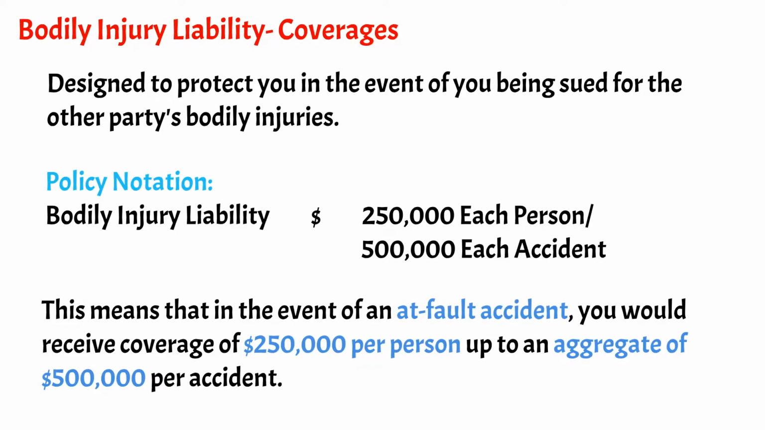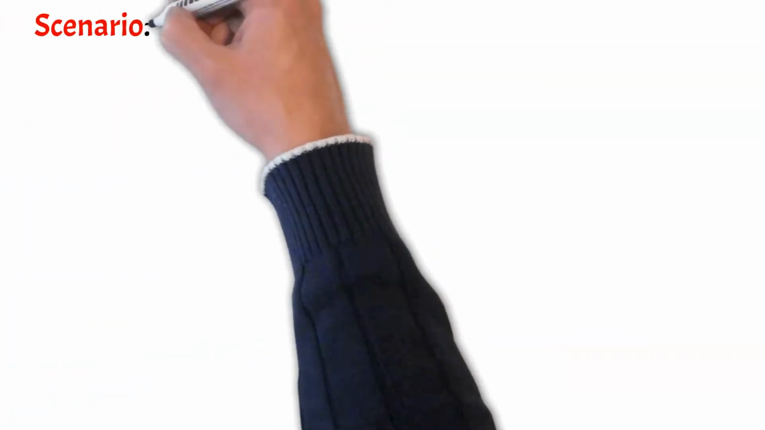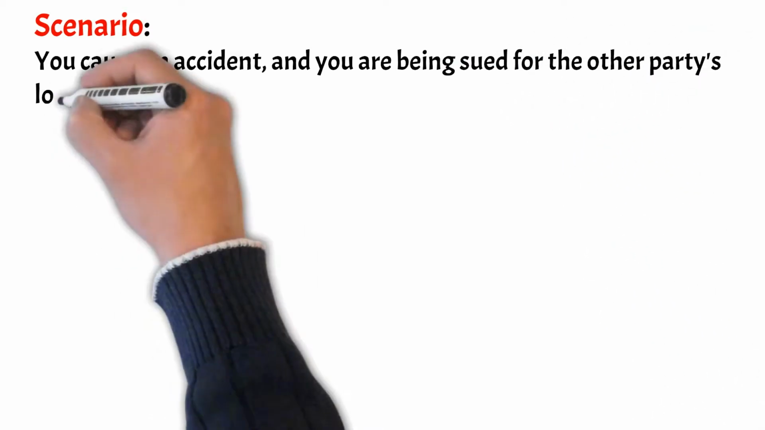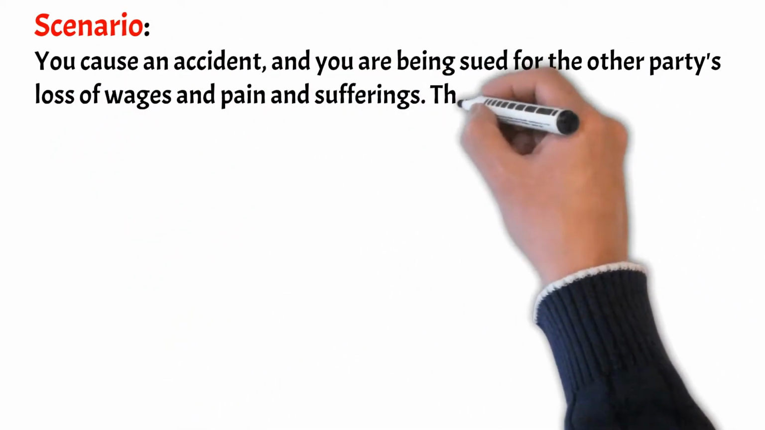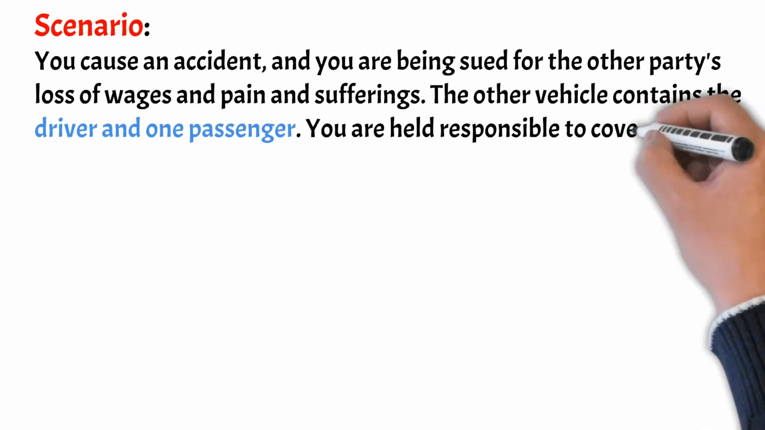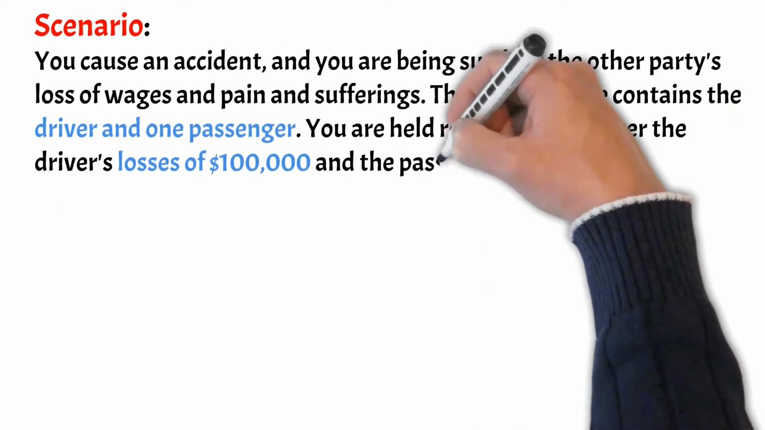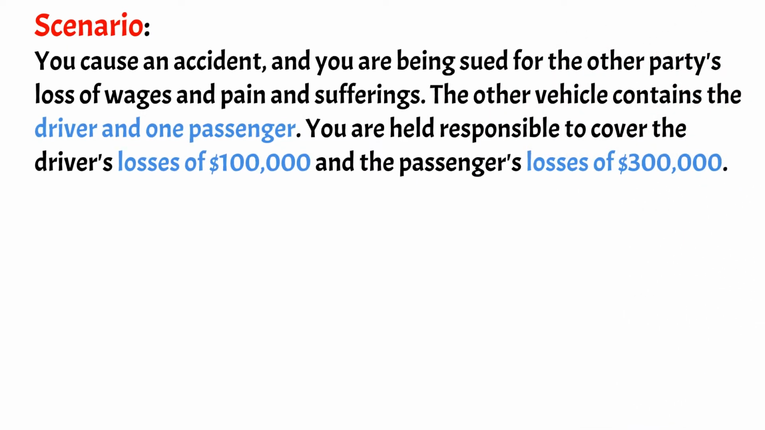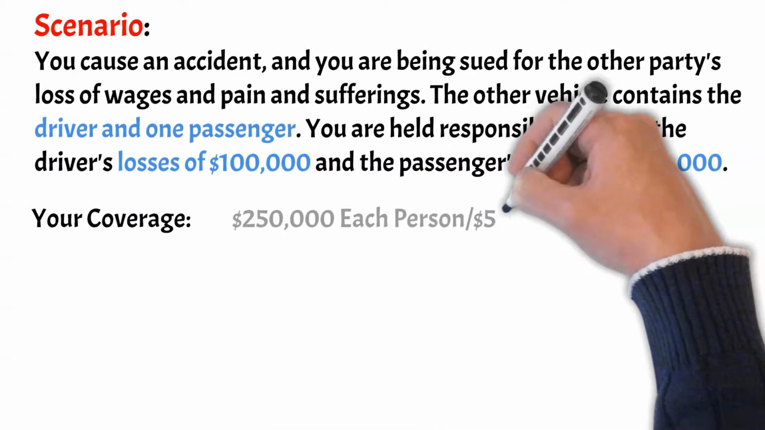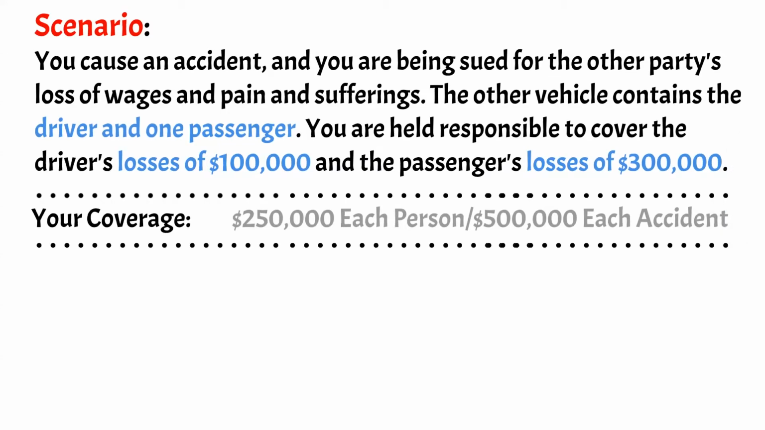Now, let's review a scenario to help you better understand how this works. You cause an accident, and you are being sued for the other party's loss of wages as well as their pain and suffering. The other vehicle contains the driver and one passenger. The driver has losses of $100,000 and the passenger's losses total $300,000. Your bodily injury liability coverage is $250,000 per person and $500,000 per accident. Now let's run through some numbers.